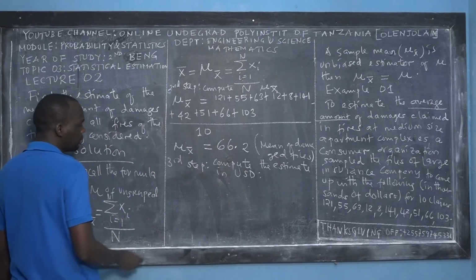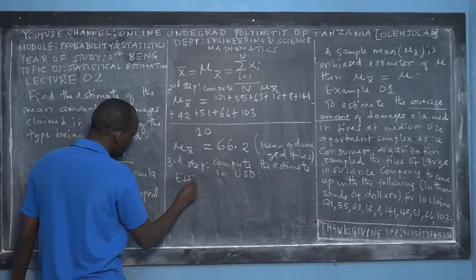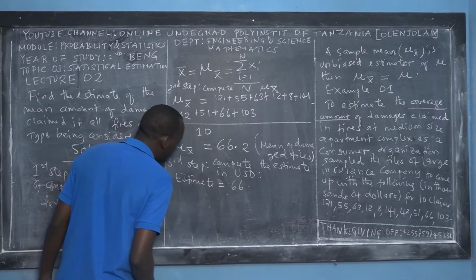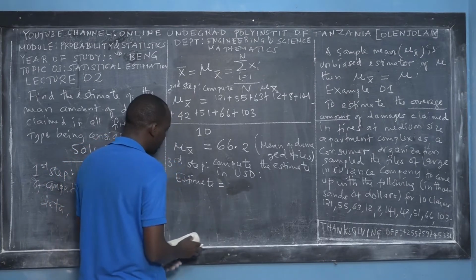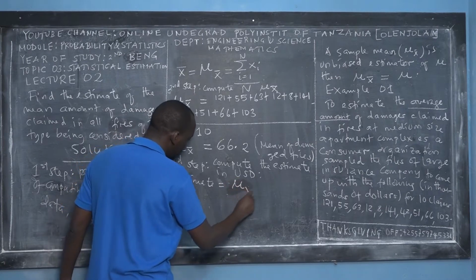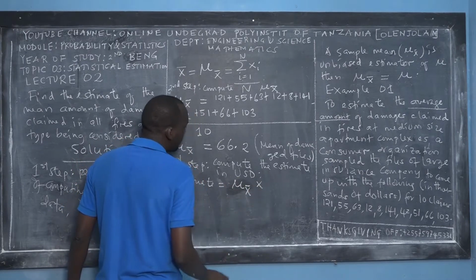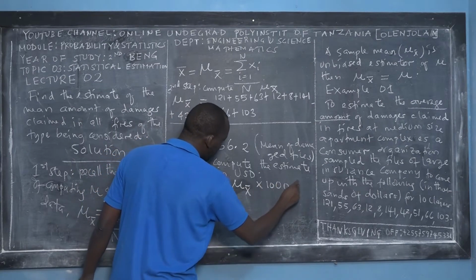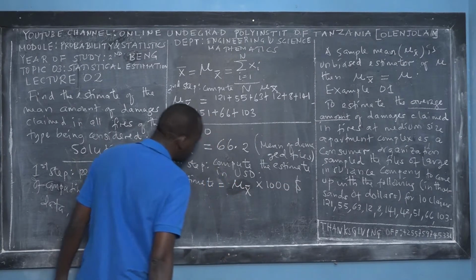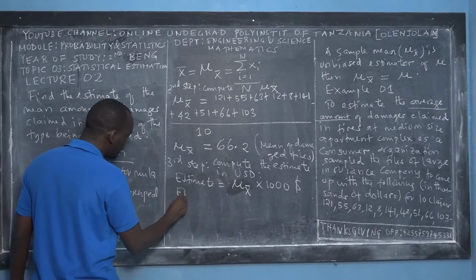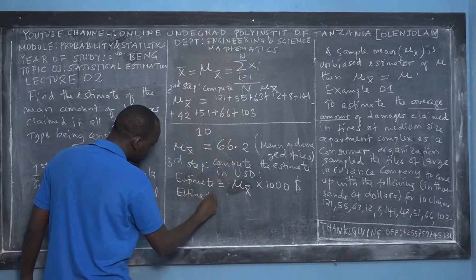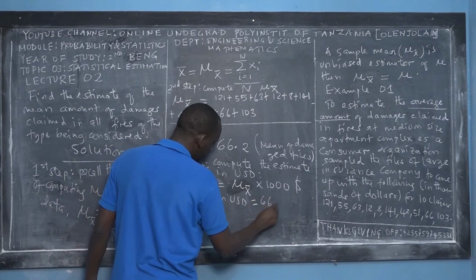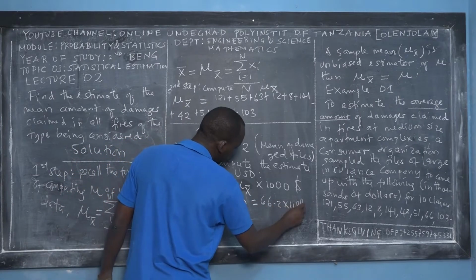So the estimates will be what? The estimate will be the average number of files, that is the mean of sampling distributions of mean, multiplied by what? Multiplied by 1,000 US dollars, right? So then, if that's the case, the estimate in USD will be 66.22 times 1,000.